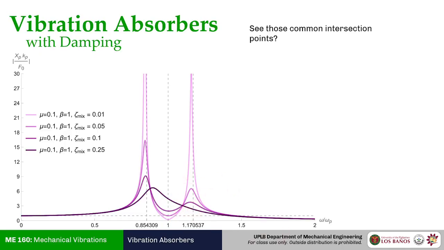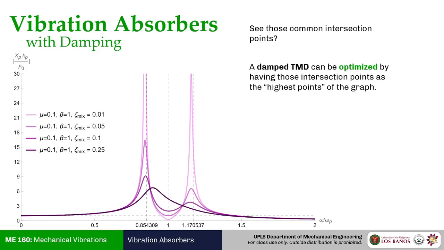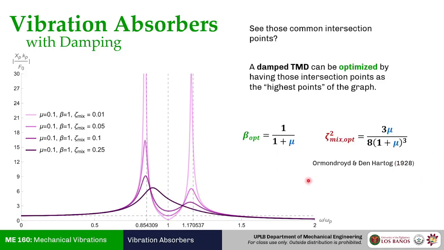And two particular people theorized that if these two intersection points are the highest points, as in if these are the peaks of this particular curve, then you get something of an optimized tuned mass damper or an optimized vibration absorber. So who are these? These are Ormondroyd and Den Hartog.